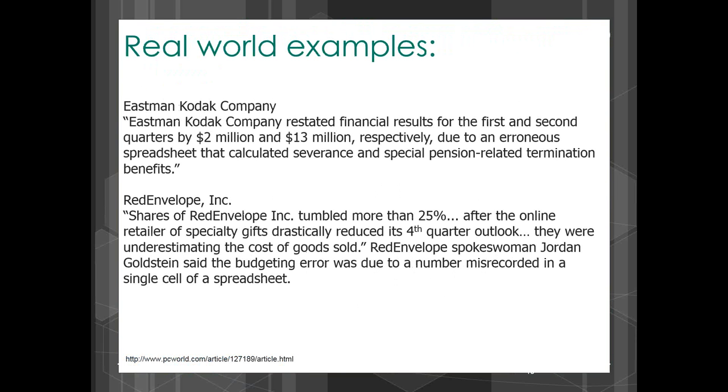So let's take a look at some real-world examples of the dangers of spreadsheets in action, beginning with Eastman Kodak Company. Kodak was forced to restate their financial reports for 2 whole quarters due to an erroneous spreadsheet. Similarly, Red Envelope Inc. ended up having their shares tumble 25% after they were forced to adjust their fourth quarter outlook due to a budgeting error that resulted from a single cell of an internal spreadsheet.